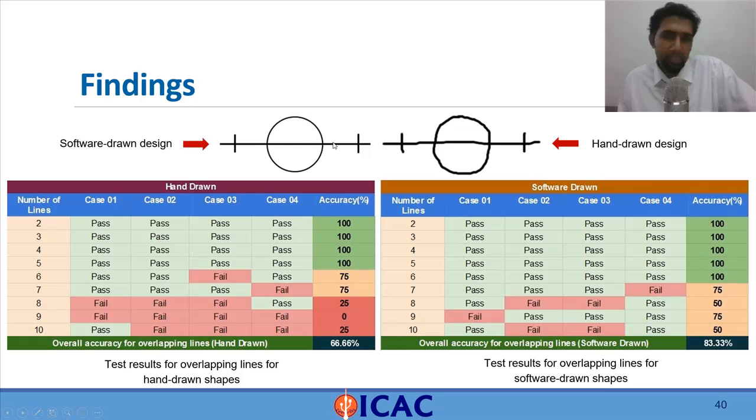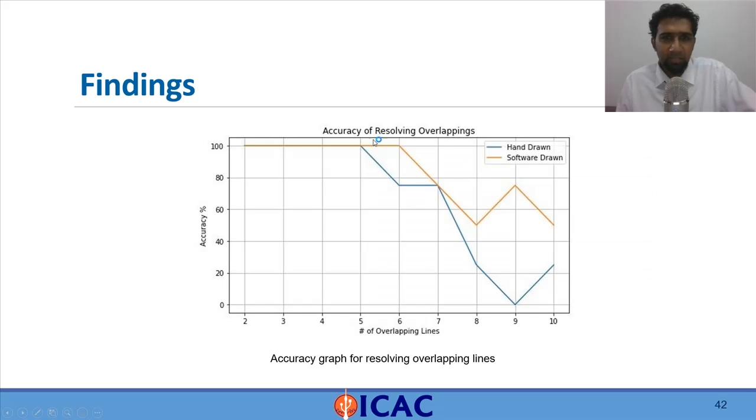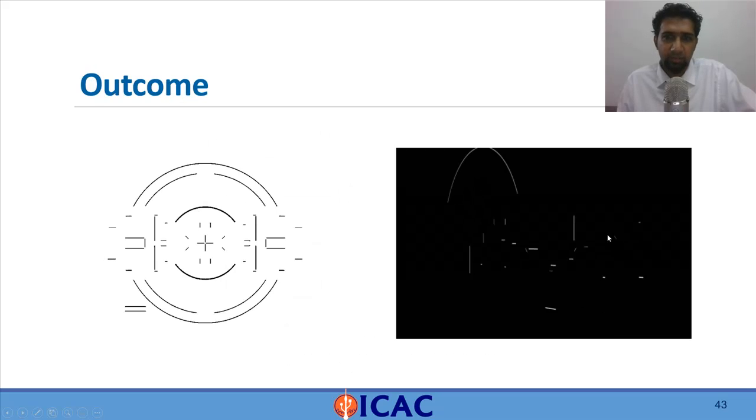And findings for the line overlappings, actually, I'm not going into detail once again because of the time constraints, but at a glance you can see that software drawn overlapping shapes show a much higher pass rate than the hand drawn ones. It's 83% over 66%. This plot once again proves the same thing. Software drawn designs show much higher accuracy than the hand drawn designs.